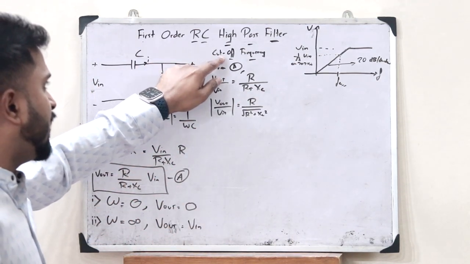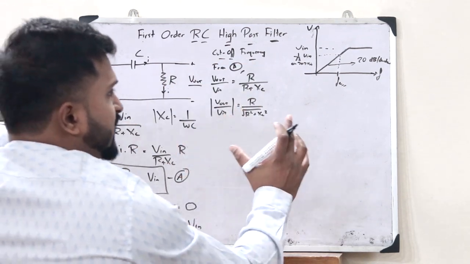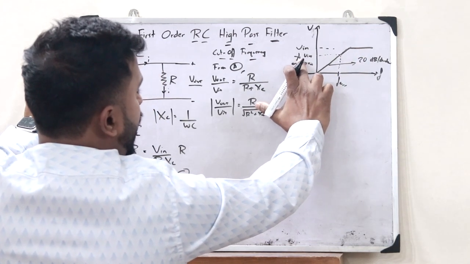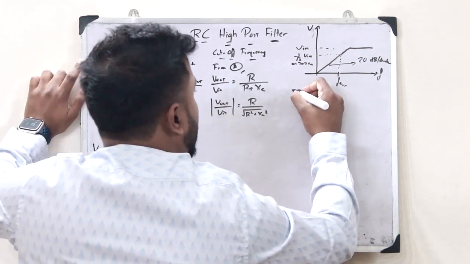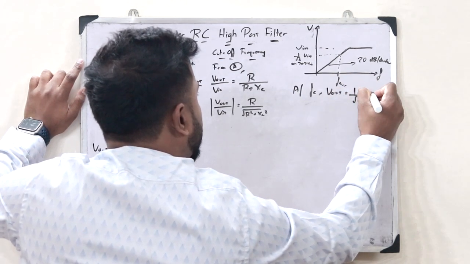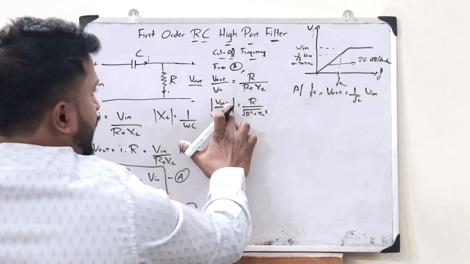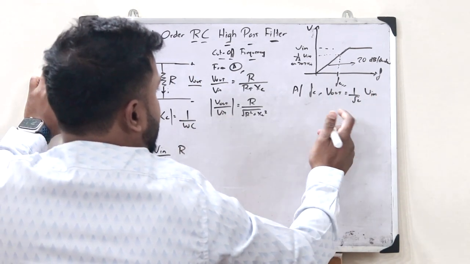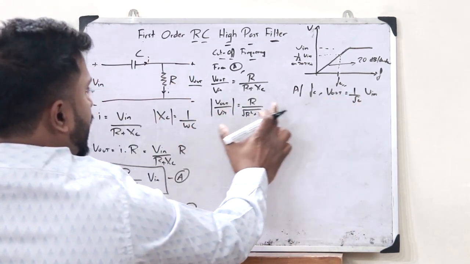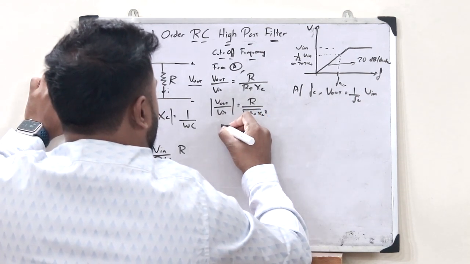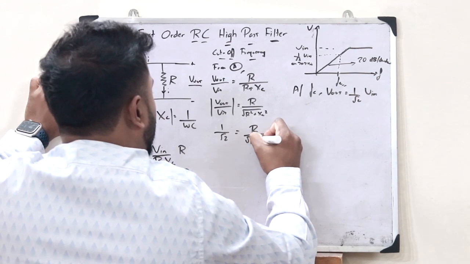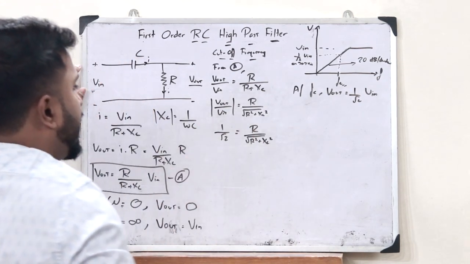But here we are finding the cutoff frequency, and we just saw that at the cutoff frequency, the output is equal to 1 by root 2 times the input. That is, at fc, V out is equal to 1 by root 2 times V in. So therefore, V out by V in becomes 1 by root 2. Let us now substitute this 1 by root 2 over here. So 1 by root 2 is equal to R divided by root of R squared plus XC squared. Let us now square this.